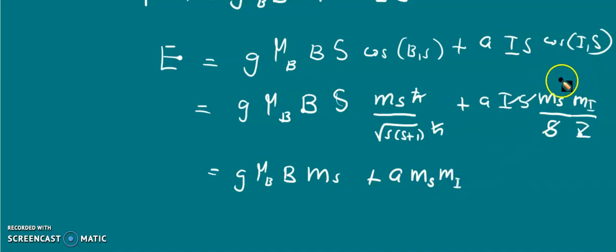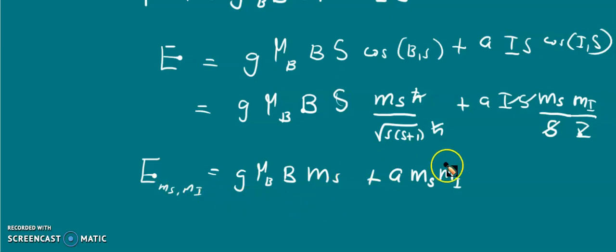So we have already studied a similar term in the case of Paschen-Back effect. So this is analogous to that, and we can see that the energy depends on the quantum numbers ms and mi. So we can write E as a function of ms and mi, with ms and mi as subscripts to E.